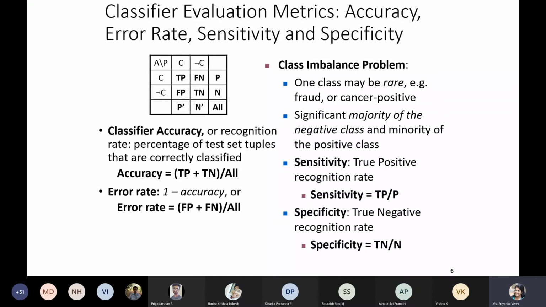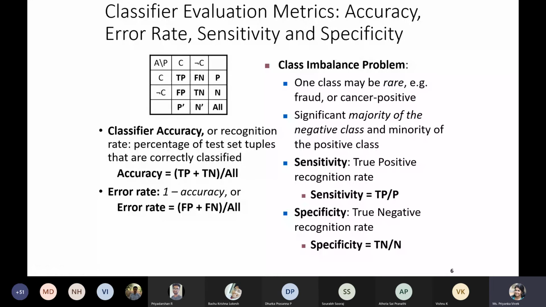Now we understand that accuracy is not always the one metric we would go with. So we have sensitivity, specificity and others. Sensitivity is true positive by P. What is P? Actual P. If you see the confusion matrix, P is your actual cancer. The predicted cancer is the first column. The first row is our actual cancer sample, the actual class.